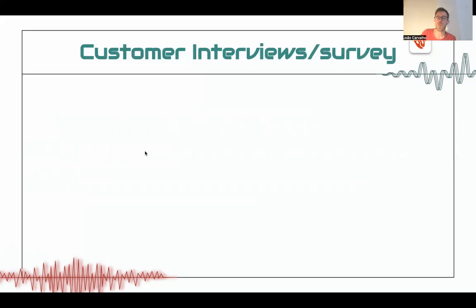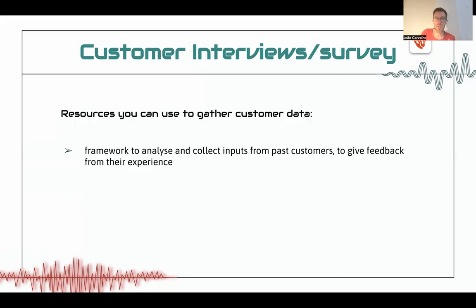Then we have the customer interviews. And how can we do a customer interview? We're given, for example, a template for the LCVPs, and for you to understand, we have a framework to collect the input from people that were doing the experiment with us.